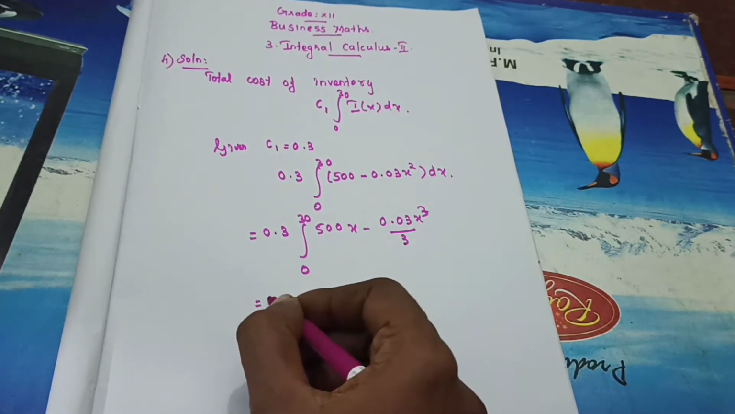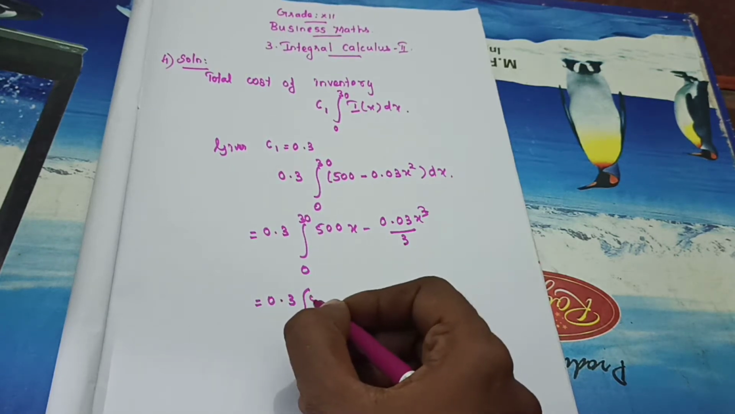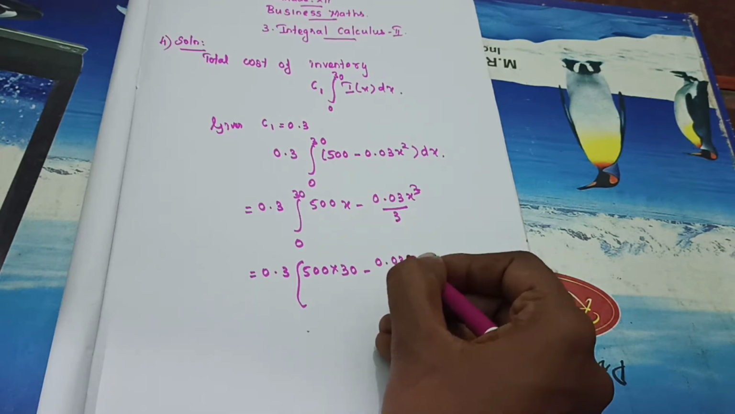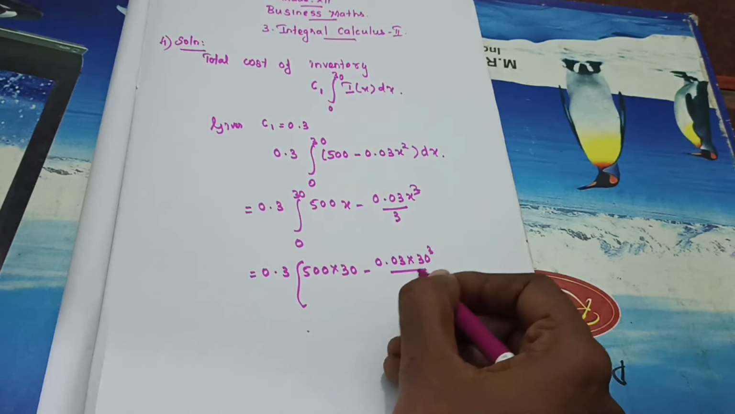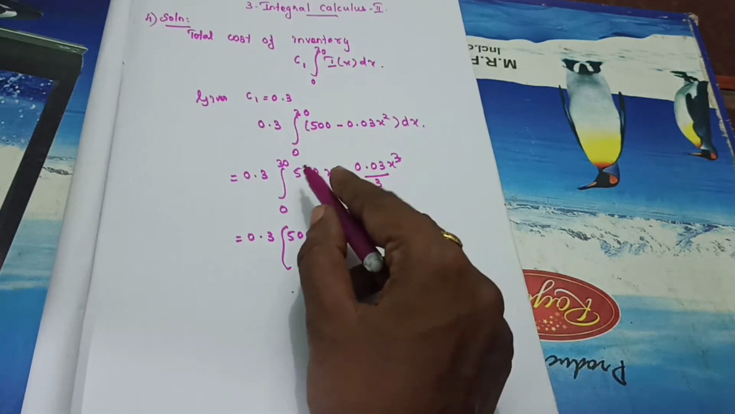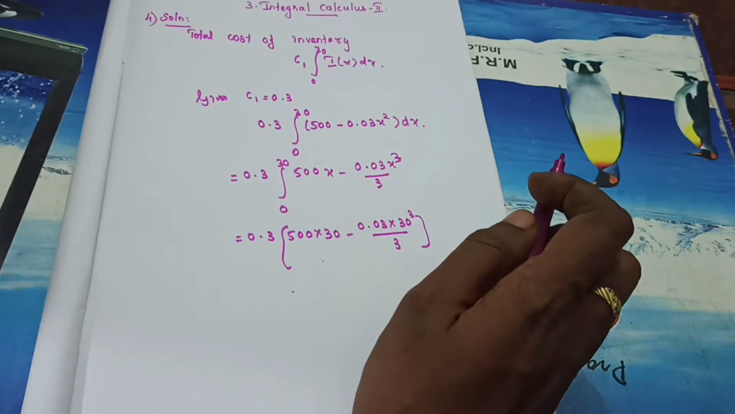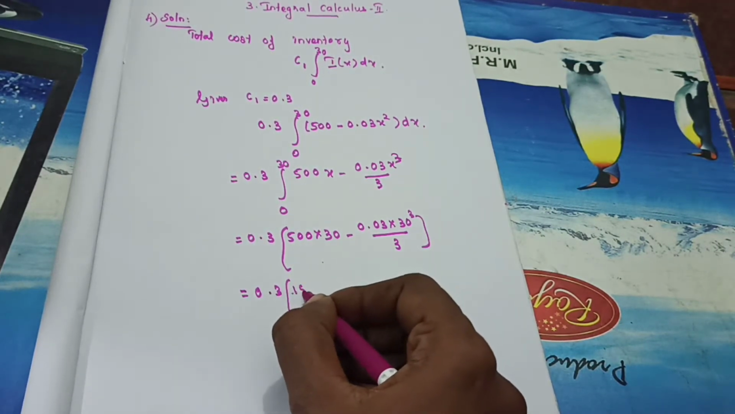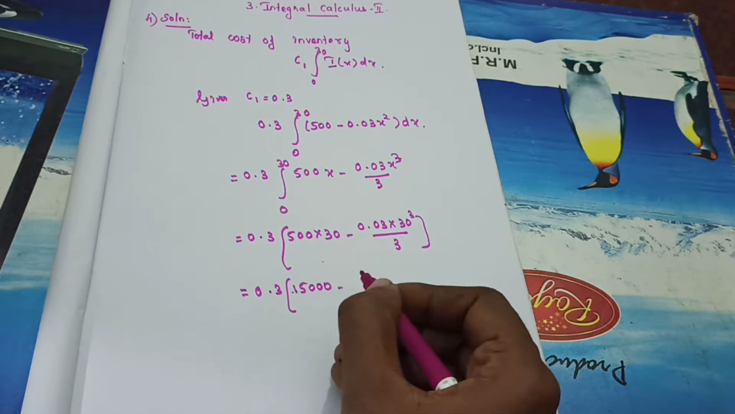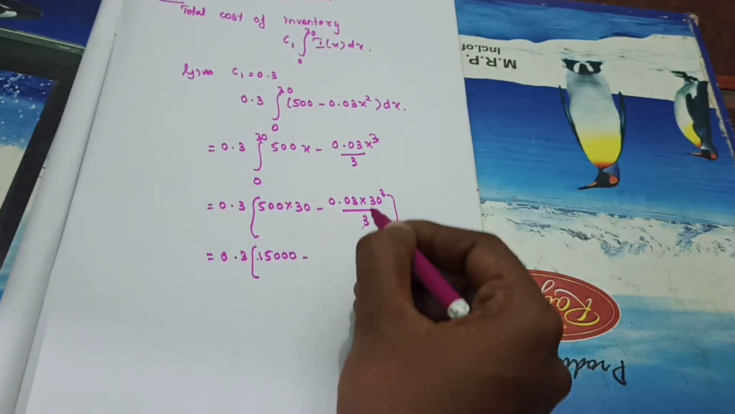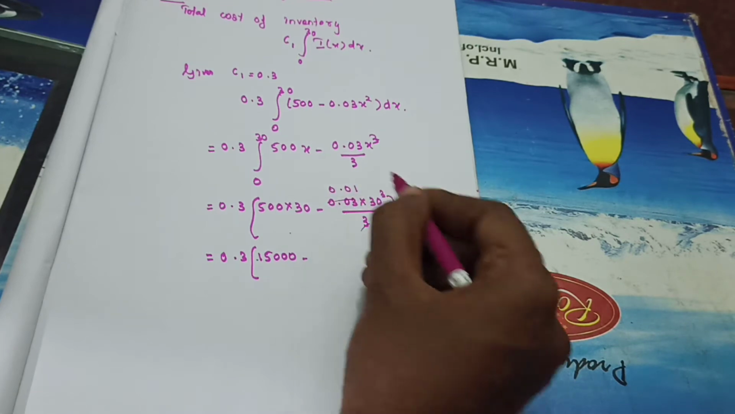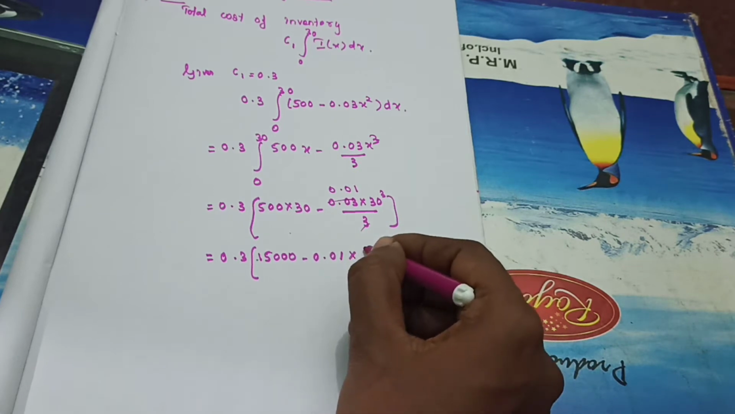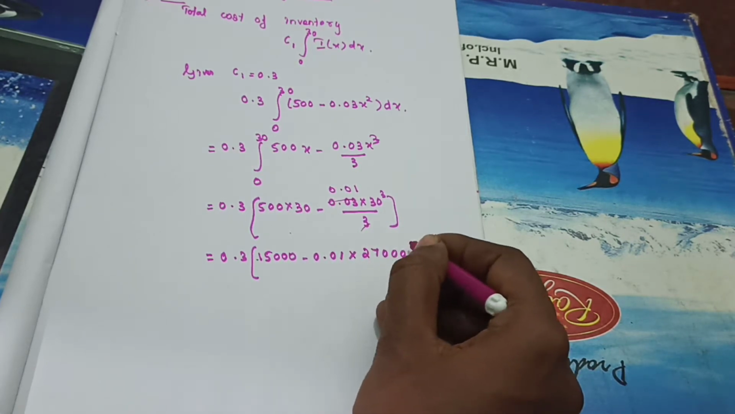So equal to 0.3 into, apply the limit, 500 into 30 minus 0.03 into 30 cube divided by 3, minus this one, everything will be 0. When you substitute the lower limit, it will be 0. So now we need 0.3. You can use the calculator. 500 times 30 is 15,000 minus, here you can cancel 3, so it is 0.01 into 30 cube, which is 27 with 3 zeros.